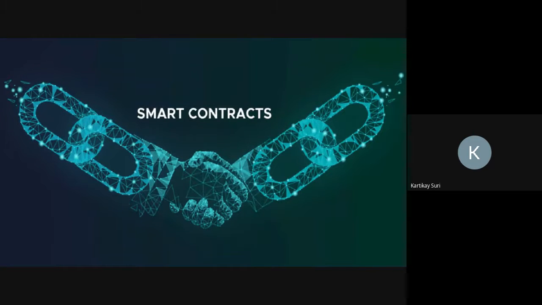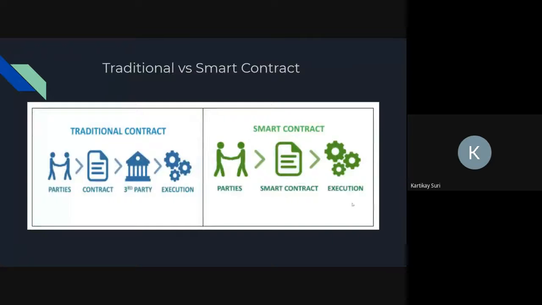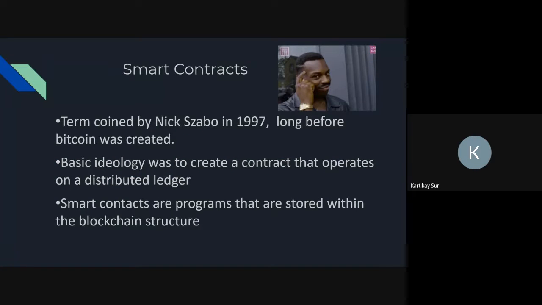Moving on, we have smart contracts. We have all heard of traditional contracts, but there is something new in the market by the name of smart contracts. What are these? Smart contract is a term that was coined by Nick Szabo in 1997, and this was long before the idea of Bitcoin even existed.